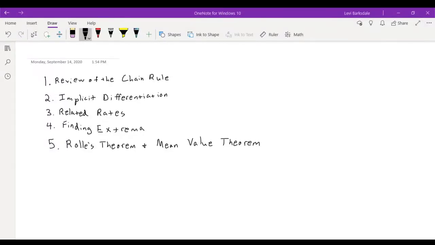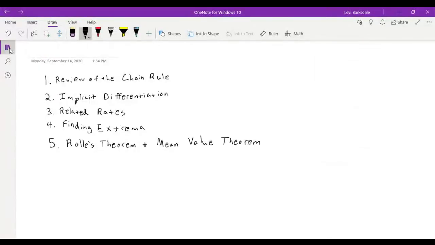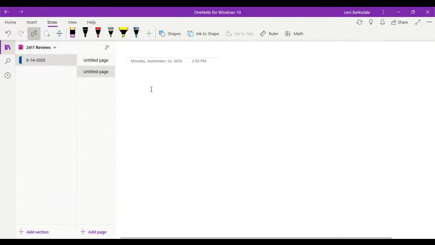Okay, so our agenda for this review is we'll cover the chain rule briefly, then we'll talk about implicit differentiation, related rates, finding extrema, and then lastly Rolle's theorem and the mean value theorem. So let's go ahead and get started with the chain rule.